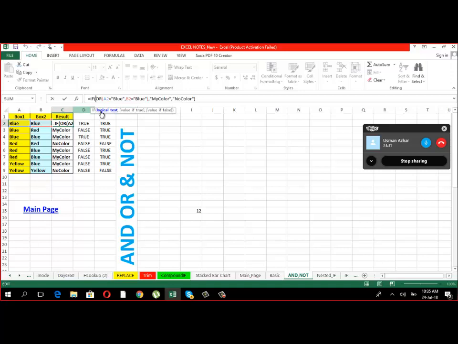Because IF said, give me a logical test. I have given a logical test to IF, and if the output of this logical test is true, it will obviously give me the color. If it was AND, then what would happen? Let's see. Then we get no color, but we get more two blues. Because AND means both should be blue, box one, box two. You get the point?